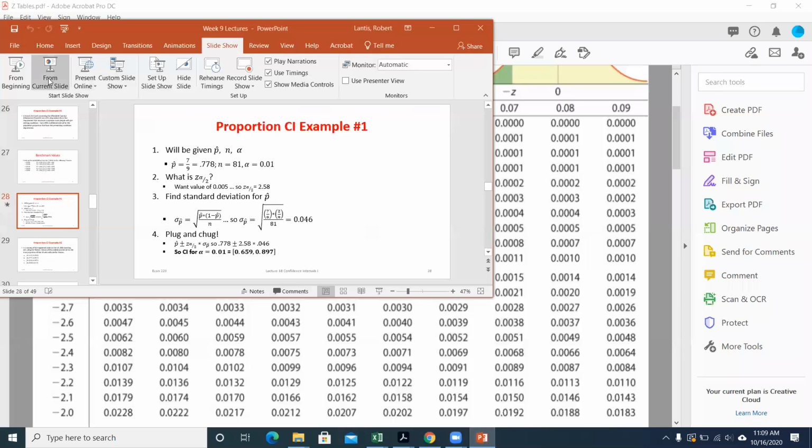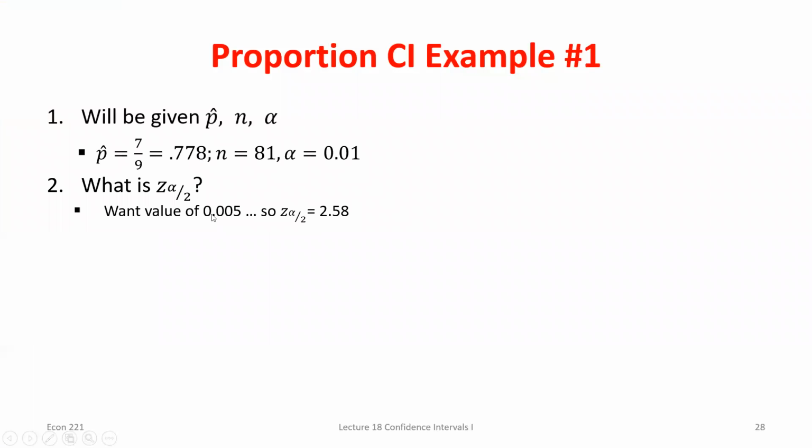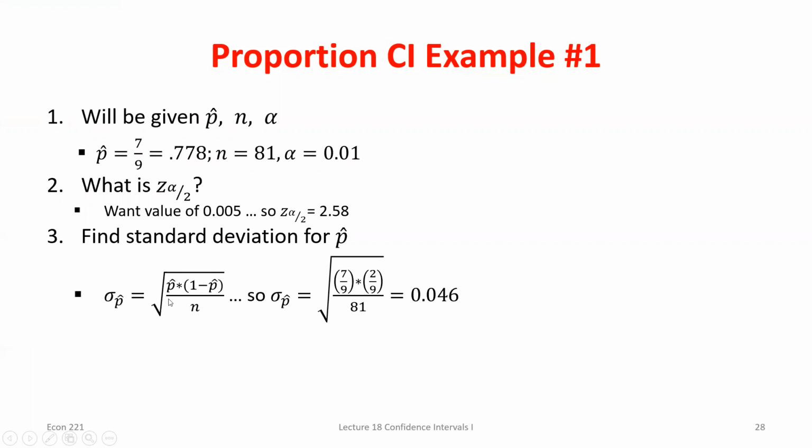So once we have 2.58 as our z-score, now we can find the intermediate step: the standard deviation of our sample proportions. This was the equation we had for the standard deviation of our sample proportions. My sample proportion simplified to 7/9, or 0.778. Plug that in, plug in my sample size of 81, and I get 0.046. Now from here, it's just a matter of plugging those three values, my sample proportion, the z-score I looked up, and the standard deviation of those sample proportions, into my confidence interval equation, okay?